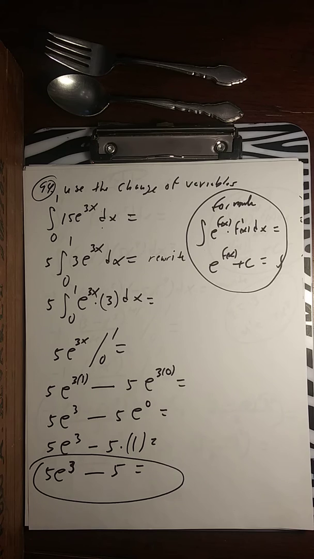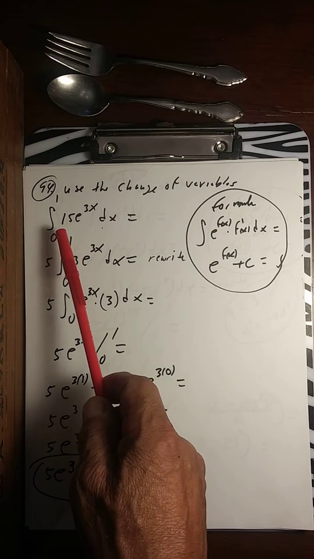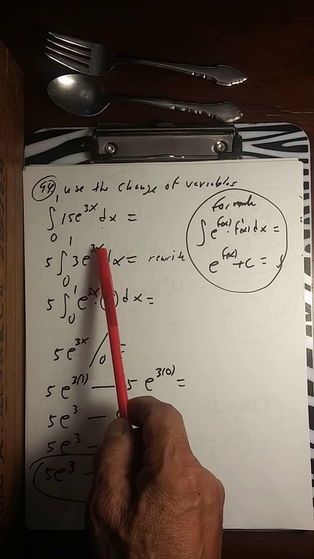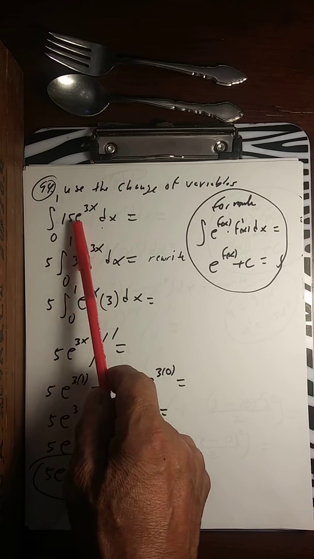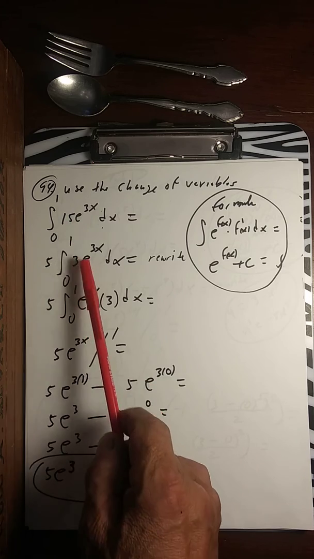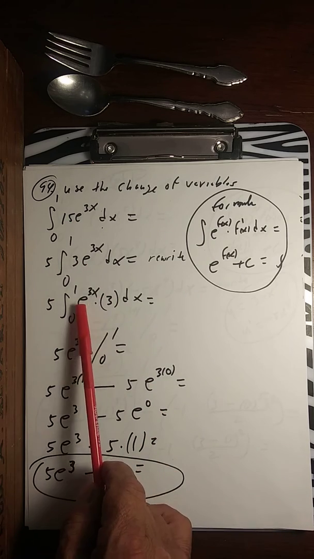Use a change of variables. So we have this, but the derivative of e to 3x, the derivative of 3x is 3. So let's break this out. Take a 5 out, leave the 3 in there. 5 times 3 is 15. So now we have this. Put the 3 there: e to 3x times 3.